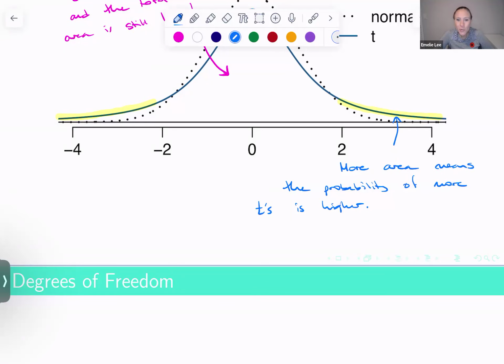So we tend to still use 2 as a rough guideline, but we can be a little bit more flexible, right? So for z's, we've said, okay, a z bigger than 2, usually we reject H naught, right? And so for t's, we can be a little bit more flexible, and of course we'll be able to calculate the probabilities using a table or software.